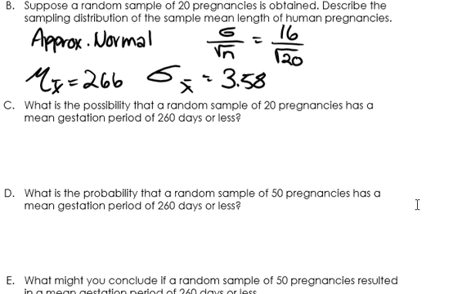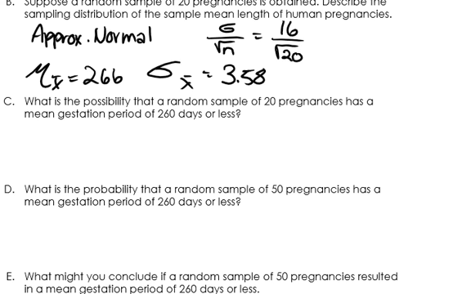Question C says, what is the probability that a random sample of 20 pregnancies has a mean gestation period of 260 days or less? So the first thing we're going to do is turn this into a z-score. Since this is about a sampling distribution, we're going to use the formula: the sample mean minus the population mean, divided by the population standard deviation, which is then divided by the square root of n.